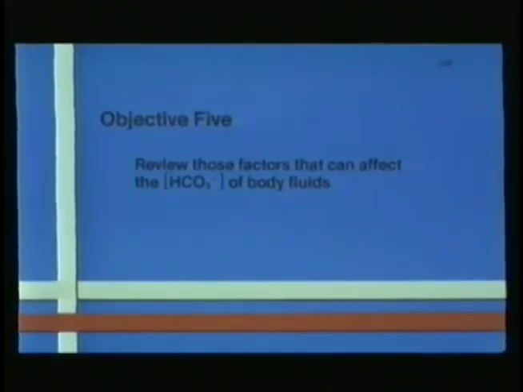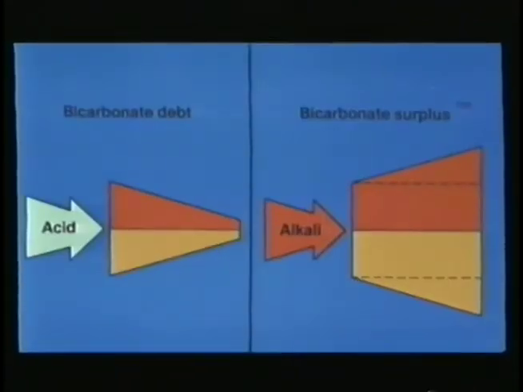69. Our last objective is to review those factors that can affect the bicarbonate concentration of body fluids. 70. The conversion of neutral foodstuffs by cellular metabolism, or the catabolism of body tissues, delivers hydrogen ion into body fluids, creating a bicarbonate debt. Ingestion of alkali, on the other hand, creates a bicarbonate surplus.